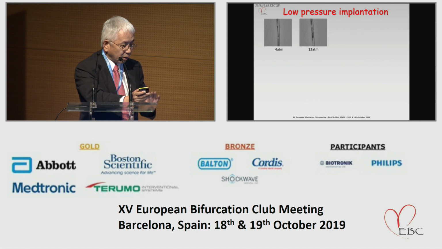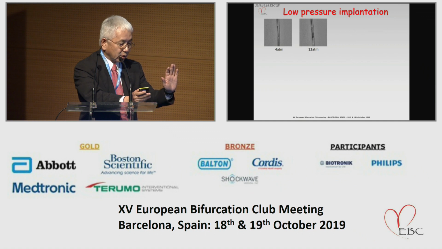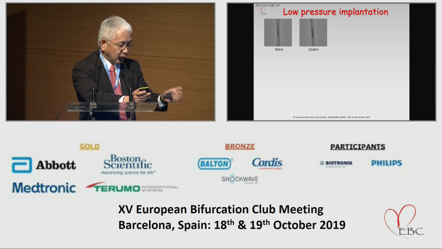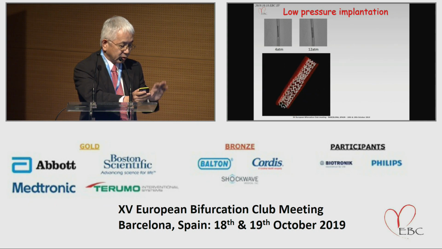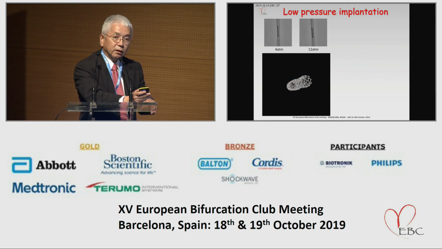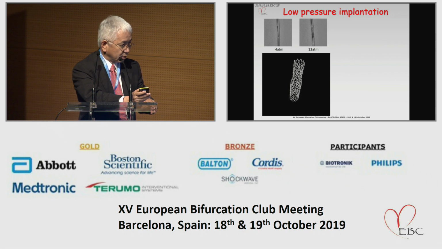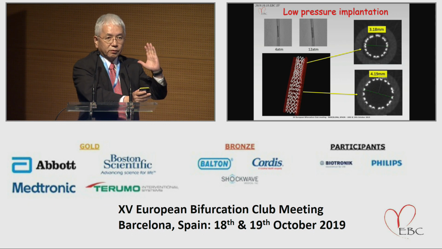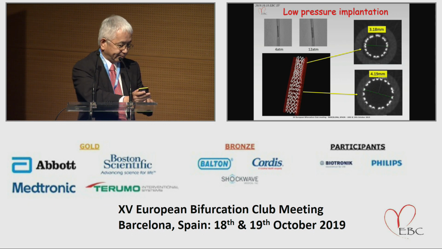In the movie, the left side is the 4.0 millimeter diameter stent. I implanted it at just 4 atmospheres, and the proximal part at 12 atmospheres. After that, this is an image of the simple inflation technique, and I calculated the diameter of the distal part and the proximal part. This technique is not so dangerous for a tapered bifurcation region like this.